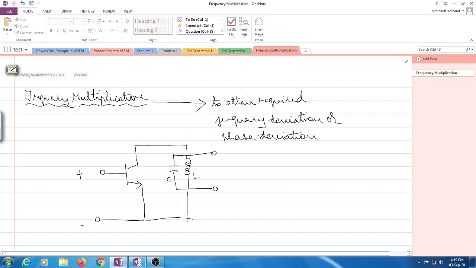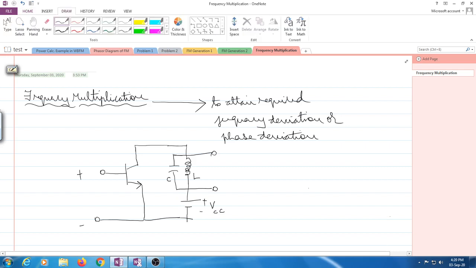And let me also just show the biasing involved. We'll have a DC voltage source connected in between the collector and the emitter. So this is a frequency multiplier circuit that we are going to deal with. Now let's have a look at the operation involved. Let me just specify the exact input that we are going to apply.